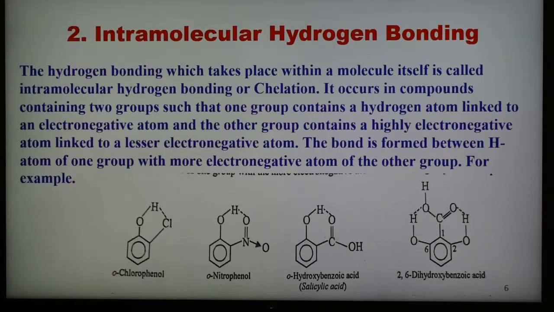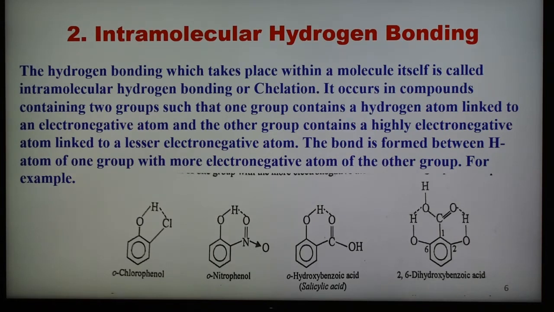And the second type is intramolecular hydrogen bonding. As we know, intra means within the molecule. So hydrogen bonding which takes place within the molecule itself is known as intramolecular hydrogen bonding. Because of the formation of intramolecular hydrogen bonding, there is chelation, meaning formation of a ring. We can say that the hydrogen bond that exists between two atoms of the same molecule is known as intramolecular hydrogen bond.